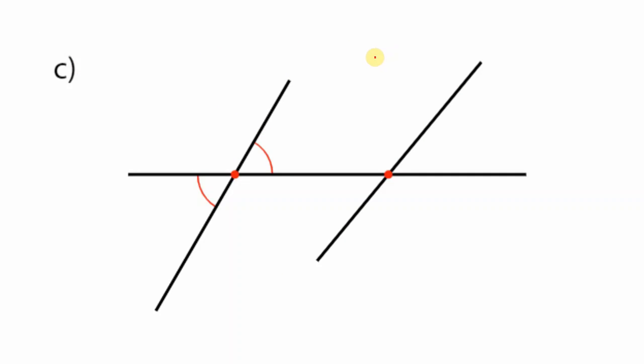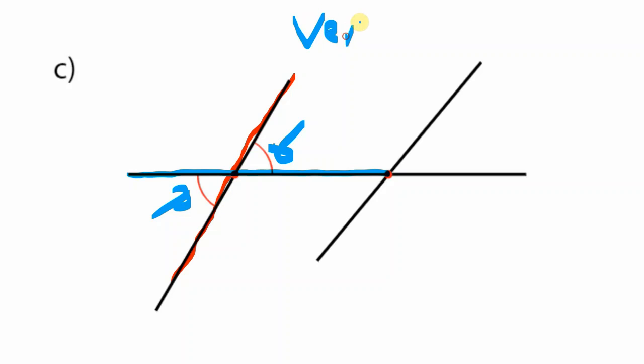Okay, so number C. What do we have here? I see we have this line, and then we have this line. They are crossing, in other words, intersecting. We have red, we have blue. We have blue, we have red. They are opposite, they are not adjacent, non-adjacent. So they are staring at each other. What do we call those again? Vertically opposite angles. This is the perfect abbreviation.